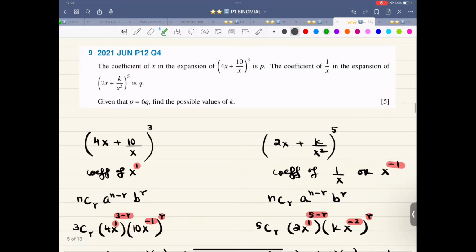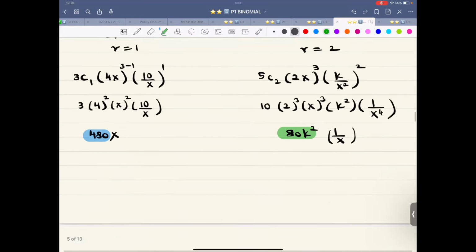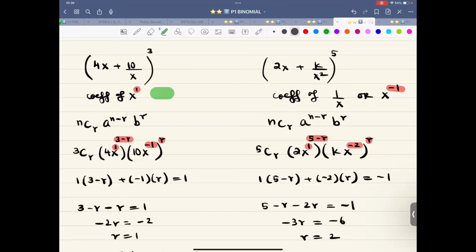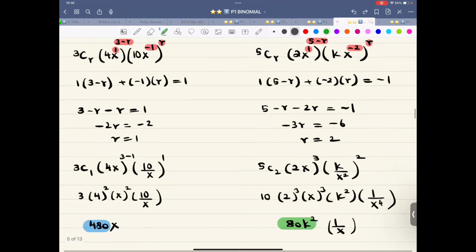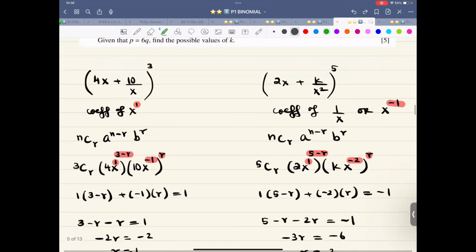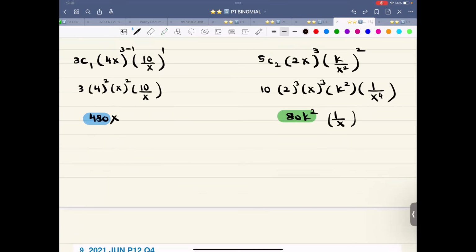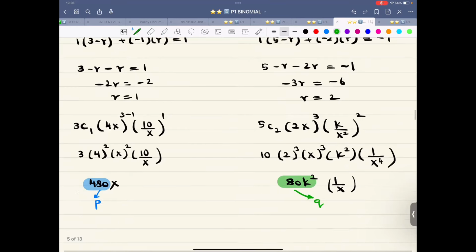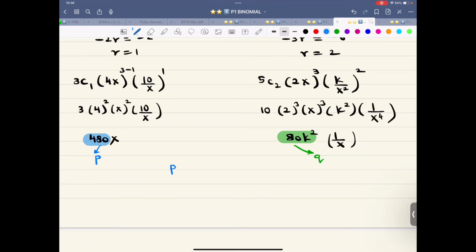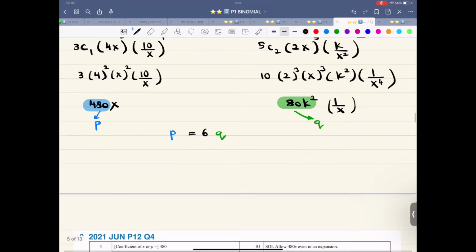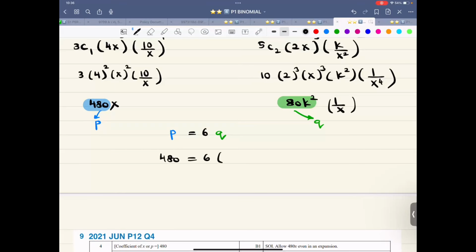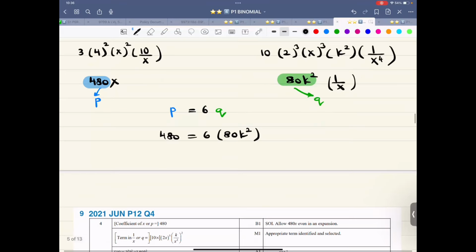This one is p. So coefficient of x, hold for a second. Coefficient of x is p. Coefficient of 1 over x is q. So this one is p. This one is q. And they are saying p is 6q. P is 6q. So 480 is 6 times 80k square. 480, 480 cancel. 1 is equal to k square.